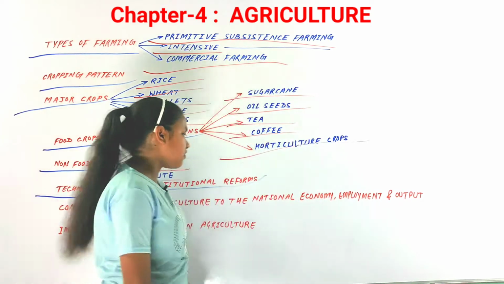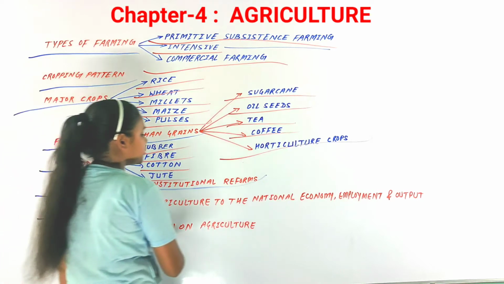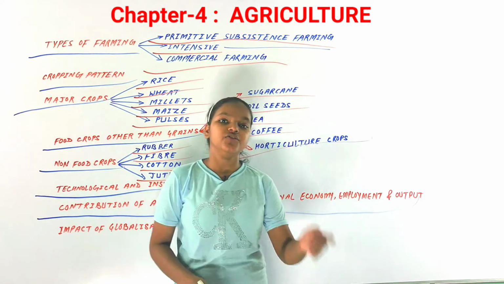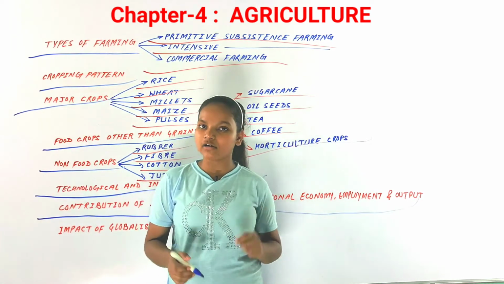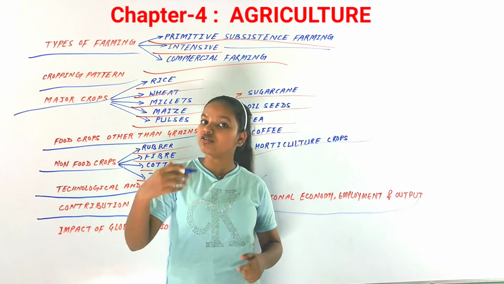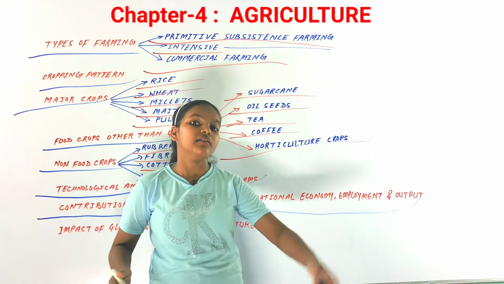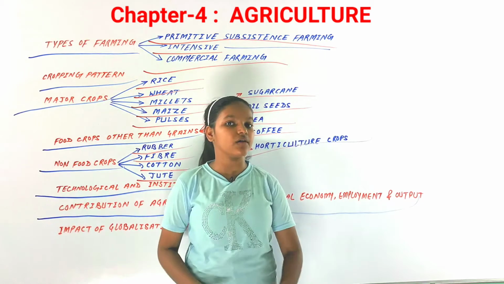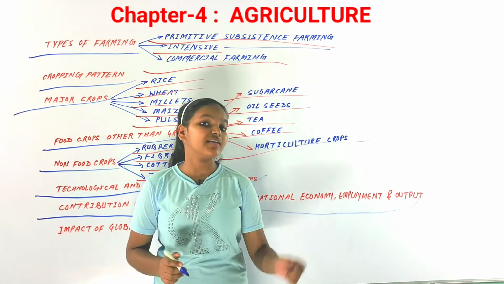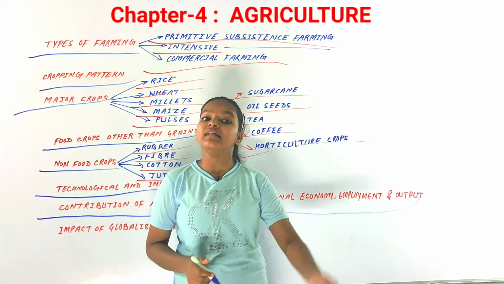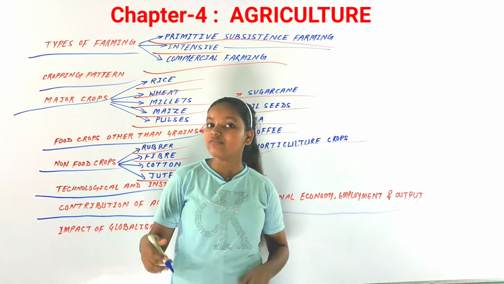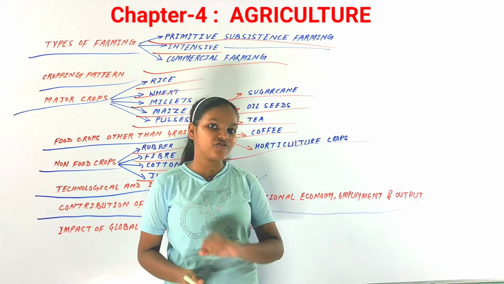Now the next topic that we have here is the contribution of agriculture to the national economy, employment and output. Output means the produce of agriculture. As all of you know, in the gross domestic product, the GDP of our country, there should be a contribution of agriculture as well. And there is, but it has been declining over the years, and it has to be increased. Because if agricultural GDP decreases, then there would be an effect in other spheres as well. So that is why we need more and more GDP from the agricultural sector.